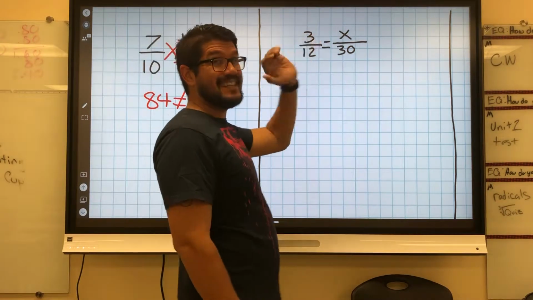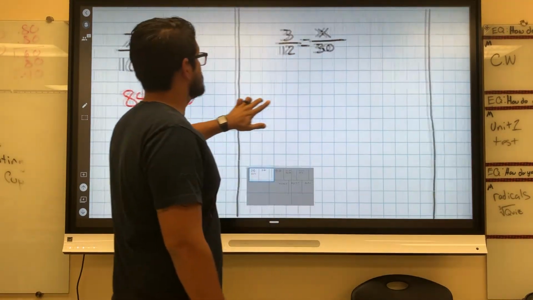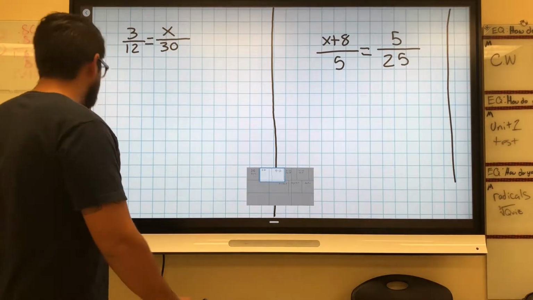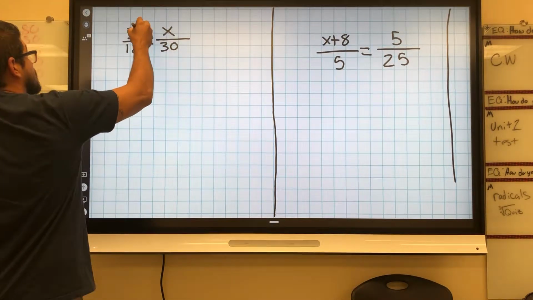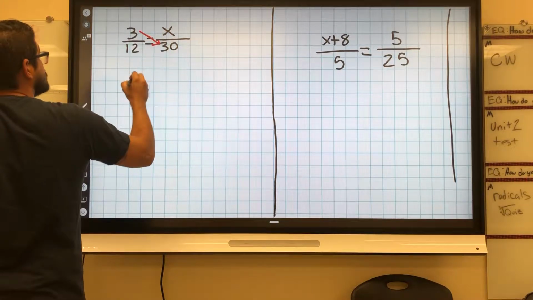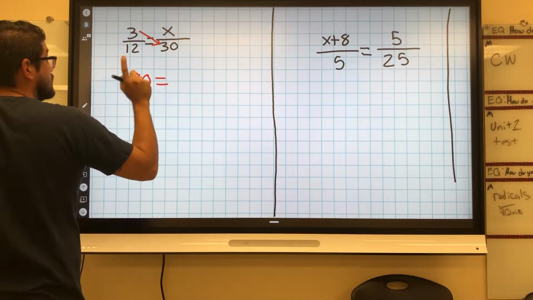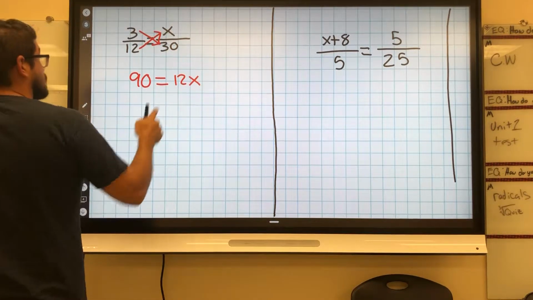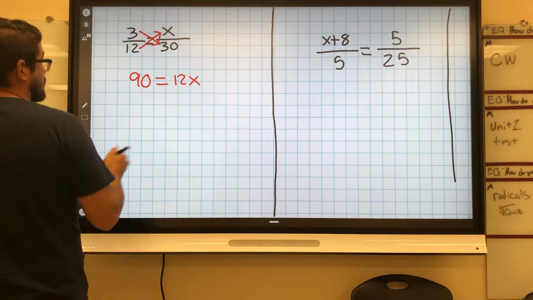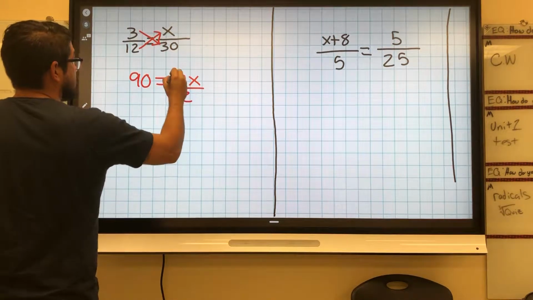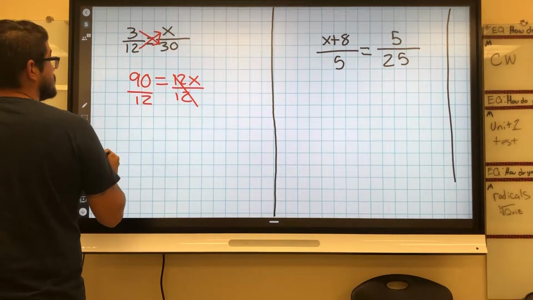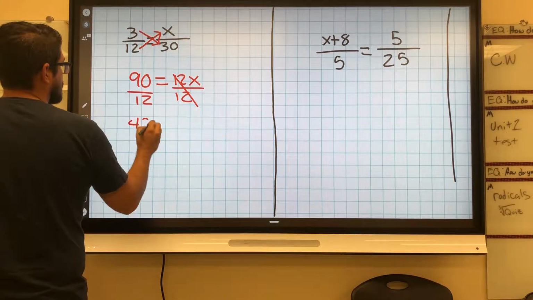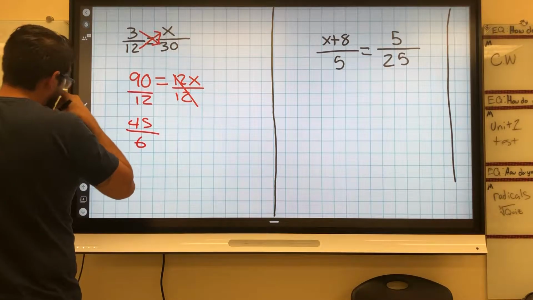Here, it says it is proportional. Okay, so let's slide this over. It says that it is proportional. So that means that 3 times 30, that equals 90, has to equal 12 times x, which is 12x. So these two multiplied together have to equal 90. So what do you do? You divide by 12, divide by 12. Okay, both those can get cut in half, so let's do 45 over 6.